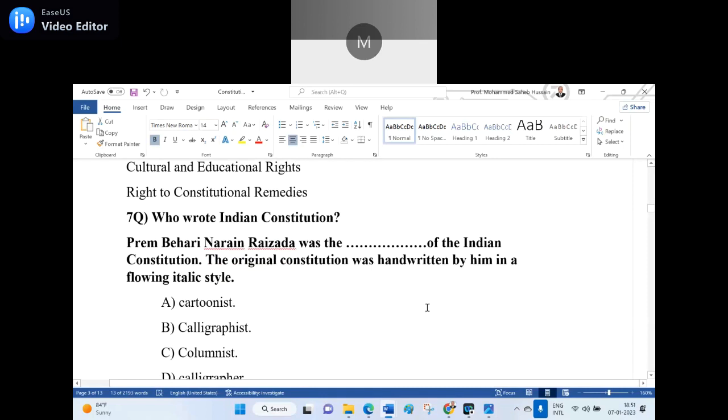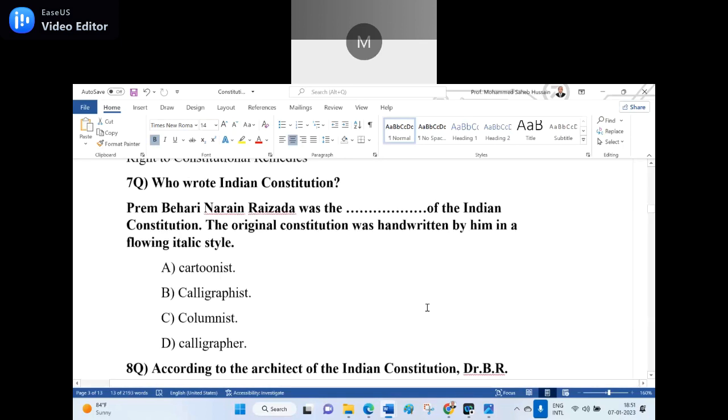Now, seventh question. Anyone can unmute and read the seventh question. Those who read, give the chance to the other people. Who wrote the Indian Constitution? Prem Bihari Narayan Raizada was the head of the Indian Constitution, the original Constitution.